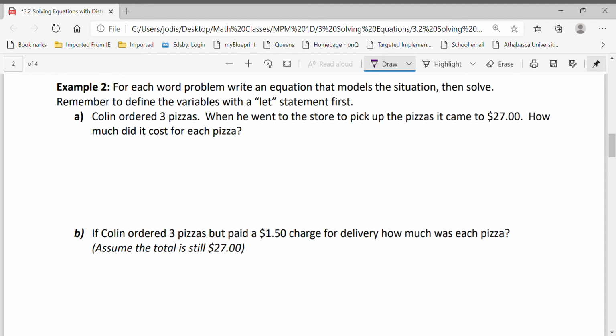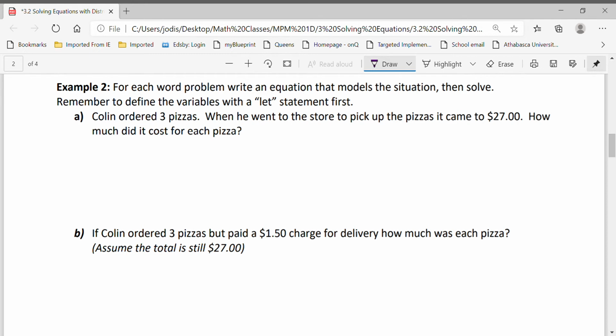All right, so we're also going to practice some word problems today before we get into this distributive property. For each word problem, we have to write an equation that models the situation, and then we're going to try and solve it. Remember, whenever we have these word problems and we're using variables, we always want to have a let statement to explain what that variable means.